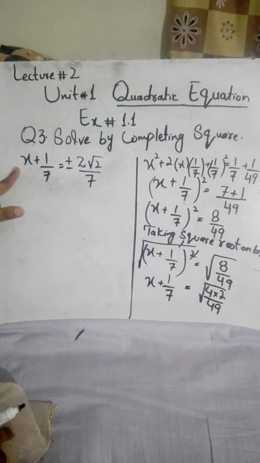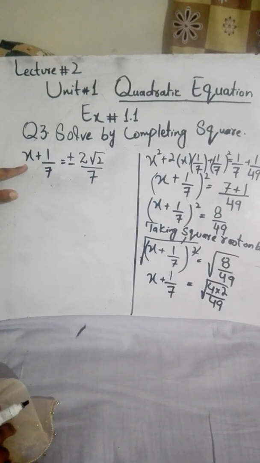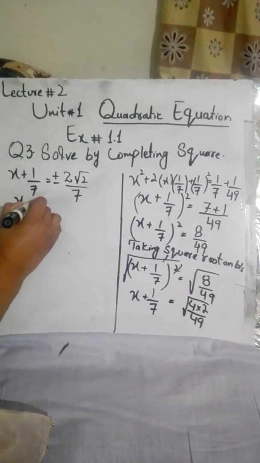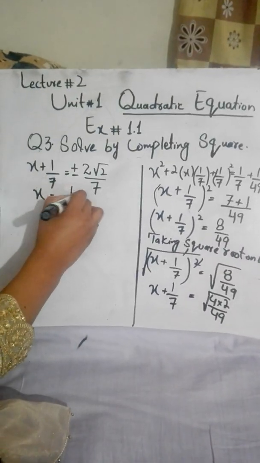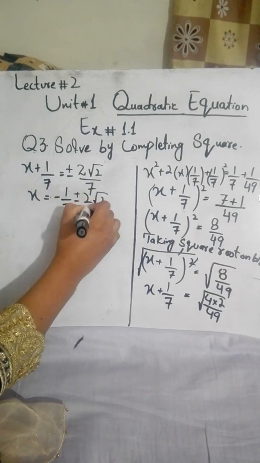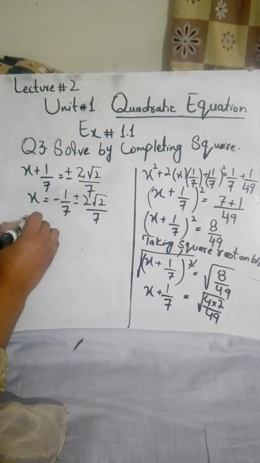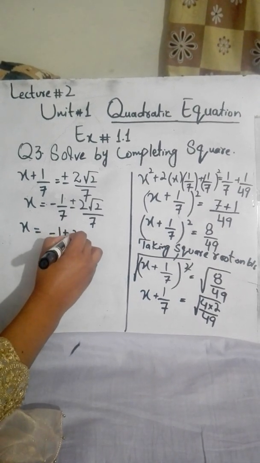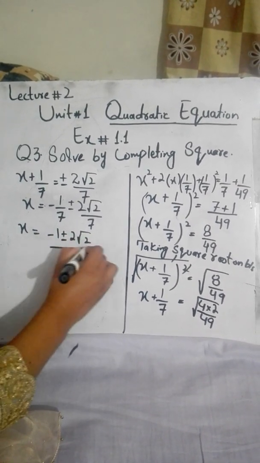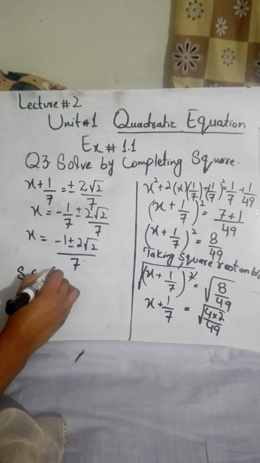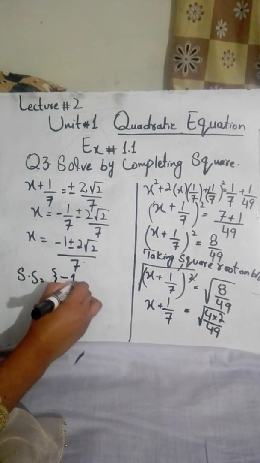To find the solution, we find the value of x. So plus 1 by 7 will become minus 1 by 7 when we change its place. Plus minus 2 square root 2 by 7. The denominator is the same, so it will become minus 1 plus minus 2 square root 2 by 7. So this is the solution set of this equation.